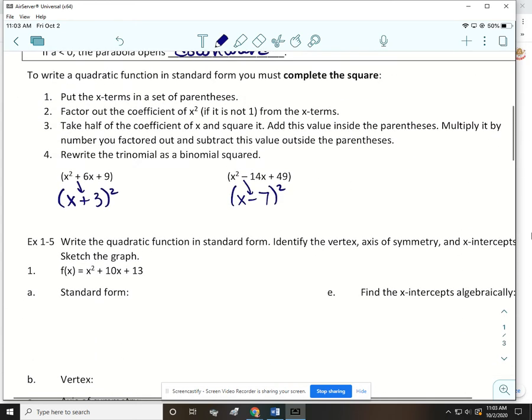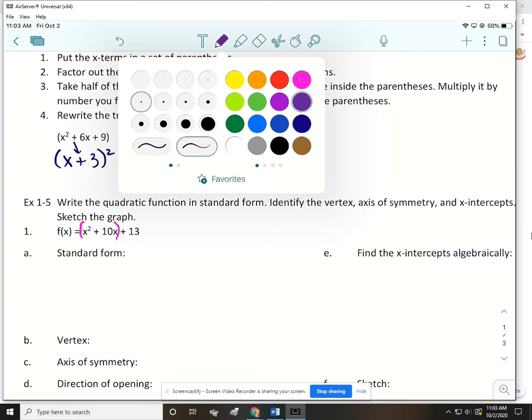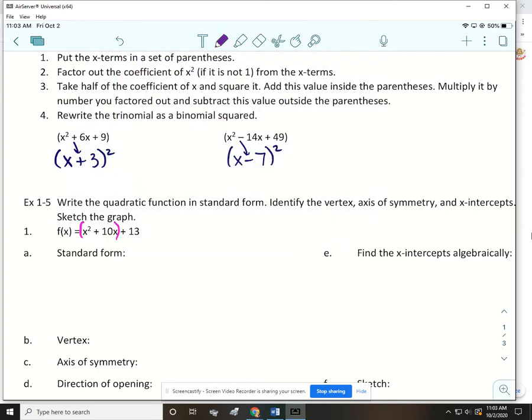All right, so our first step is a super duper easy step. Your first step is to put the x terms in parentheses. Everybody can do that. All right, the next steps, sometimes we have to do and sometimes we don't. You're going to factor out the coefficient of x squared only from the x terms. Now this one doesn't have a coefficient on x squared, so we don't have to do that step.